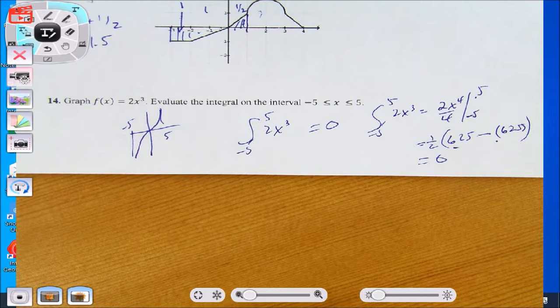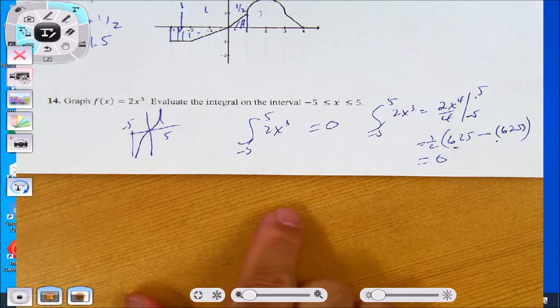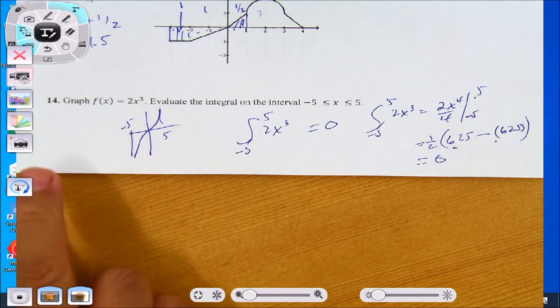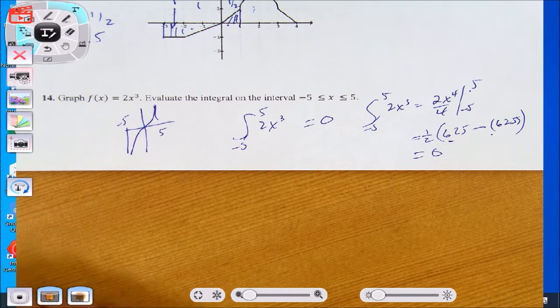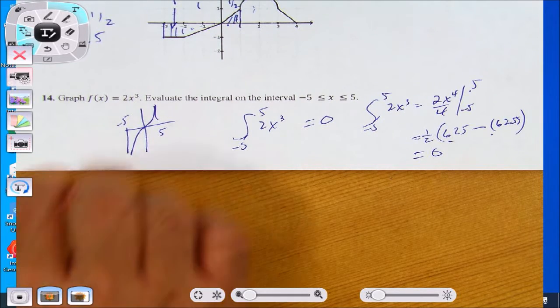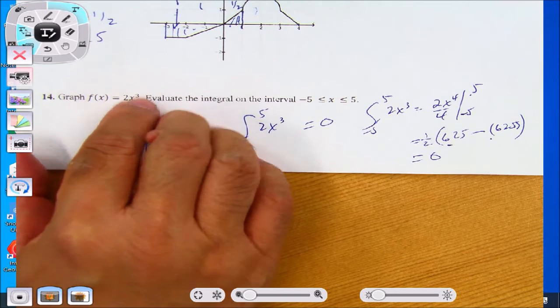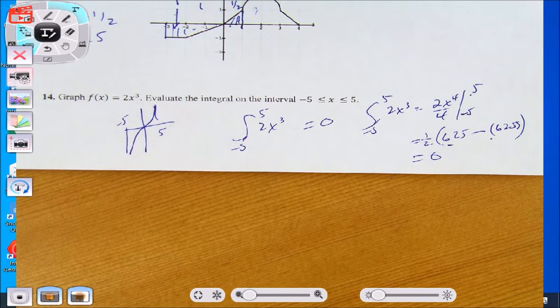Because I took out a 2. I had 2x to the 4th over 4, and then I took out a 2. Yeah, but you got x squared instead of x to the 4th. You did take the derivative, you didn't take the integral. No, I added 1 and then divided by the new exponent.